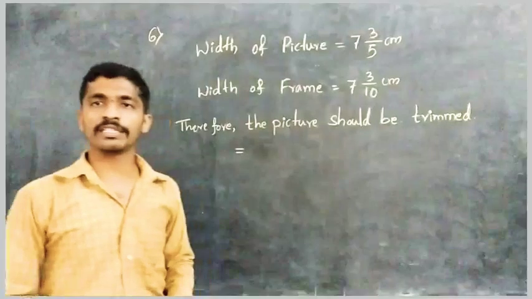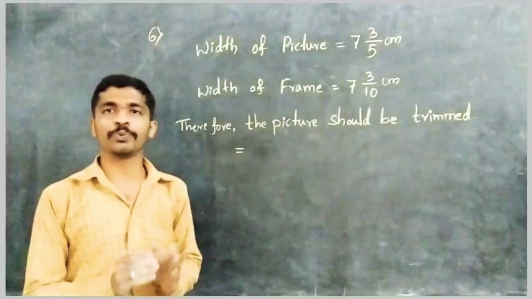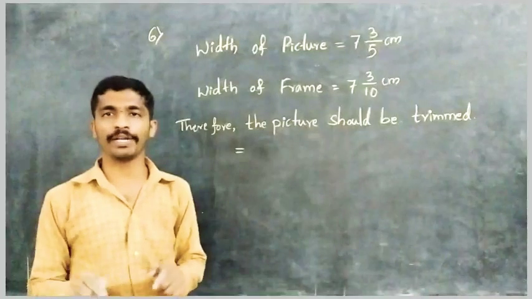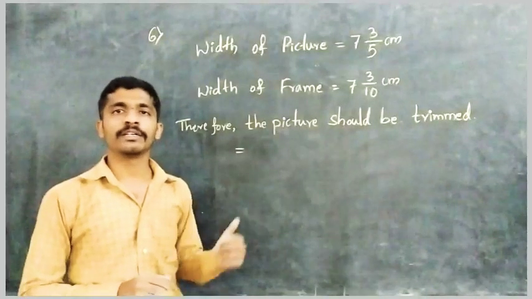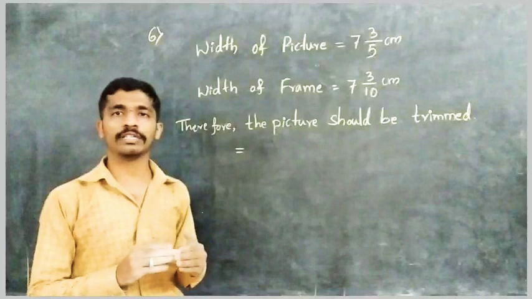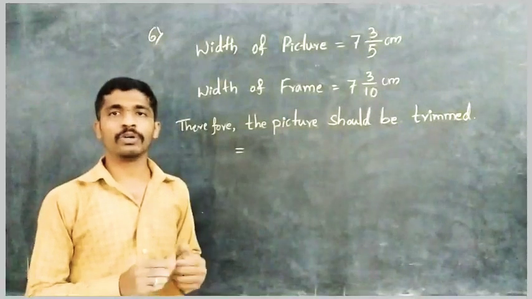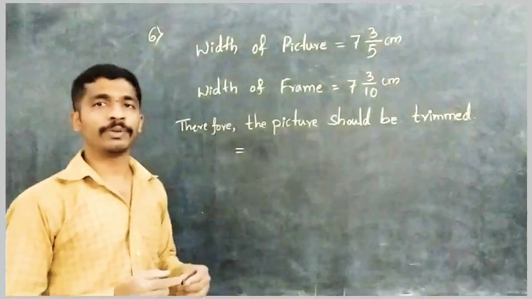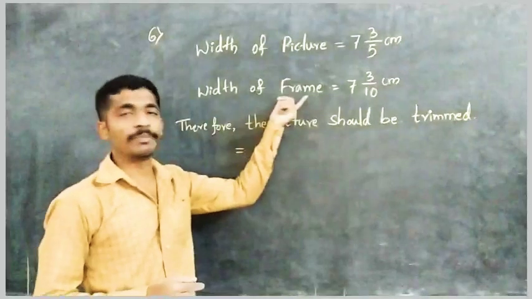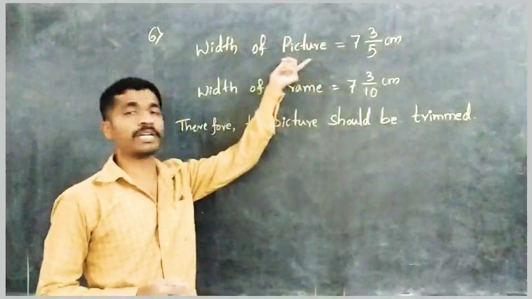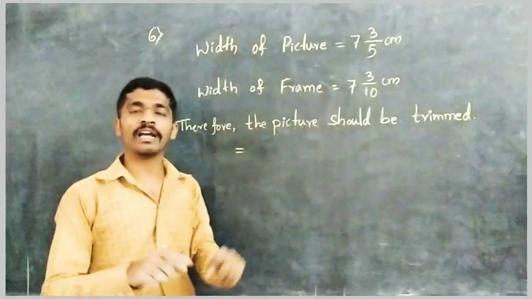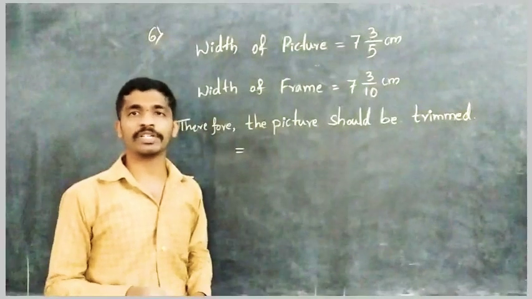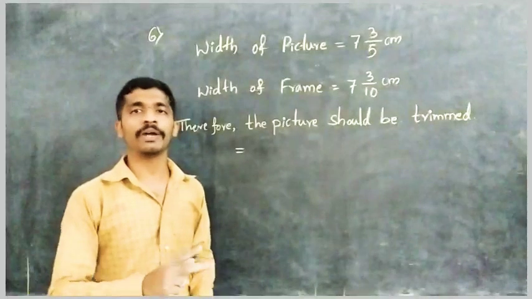Understood? In the 6th question, Shalini wants to put a picture in a frame, but here the frame is smaller than the picture. So how much do you have to trim that picture? For that, you have to subtract the measurement of the frame from the picture. So you will get the extra dimension. That much you have to trim, means you have to cut it.